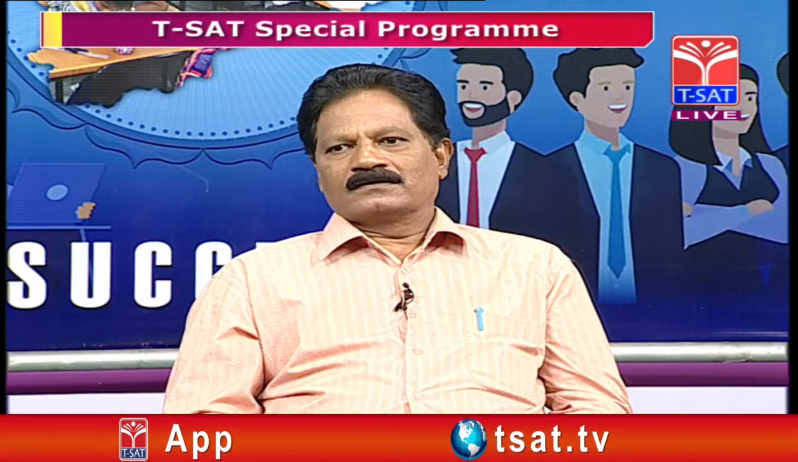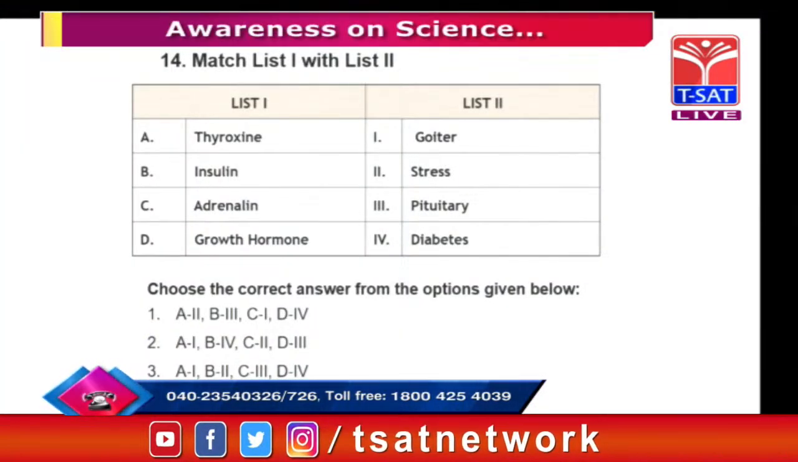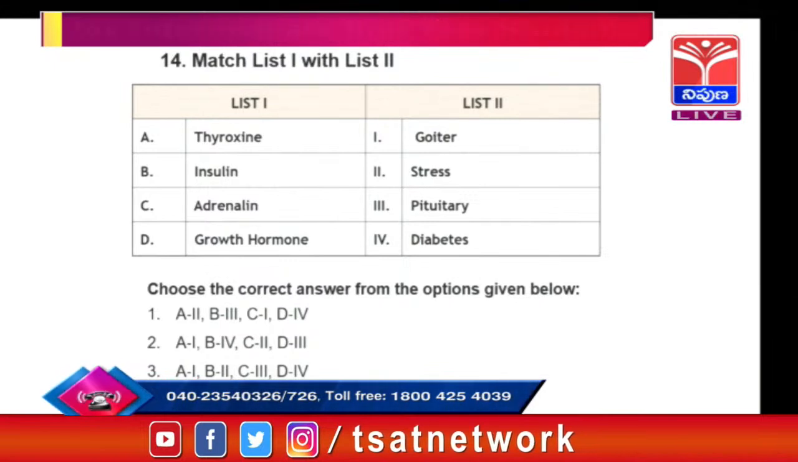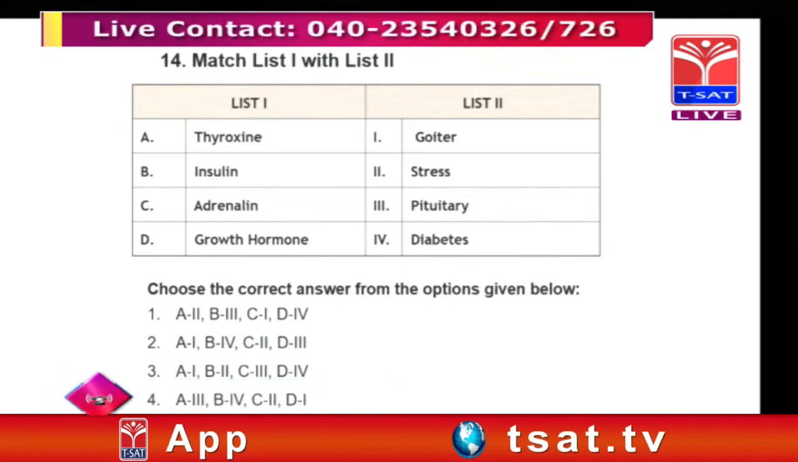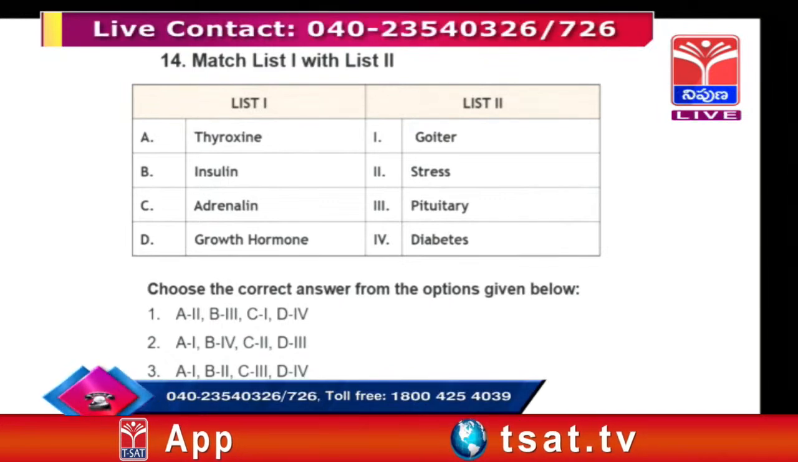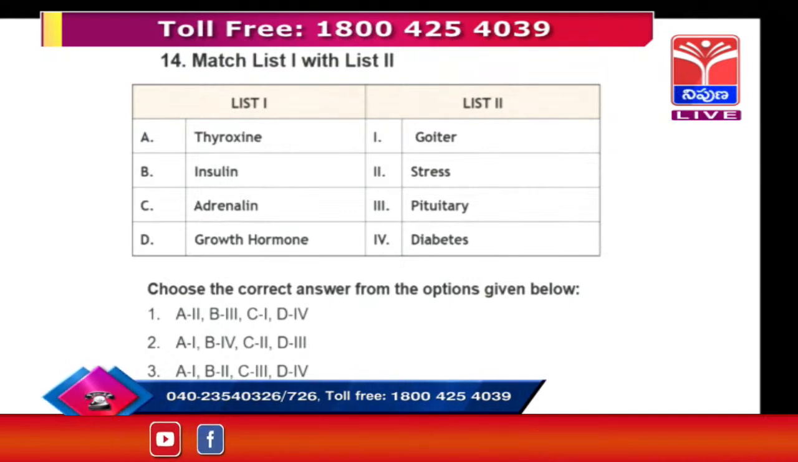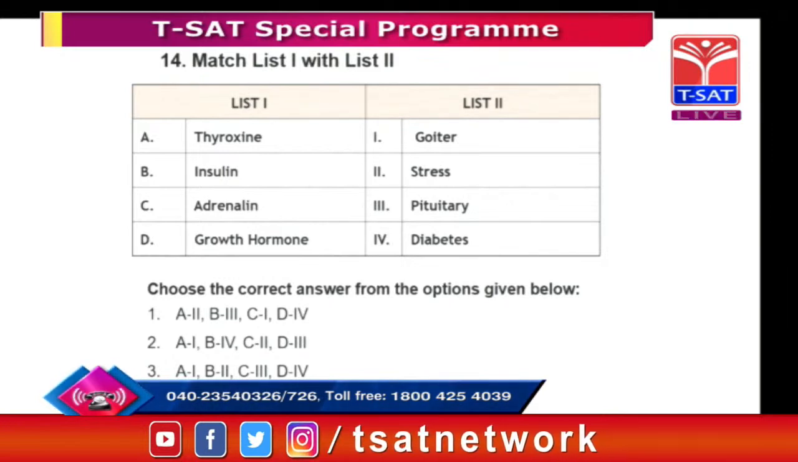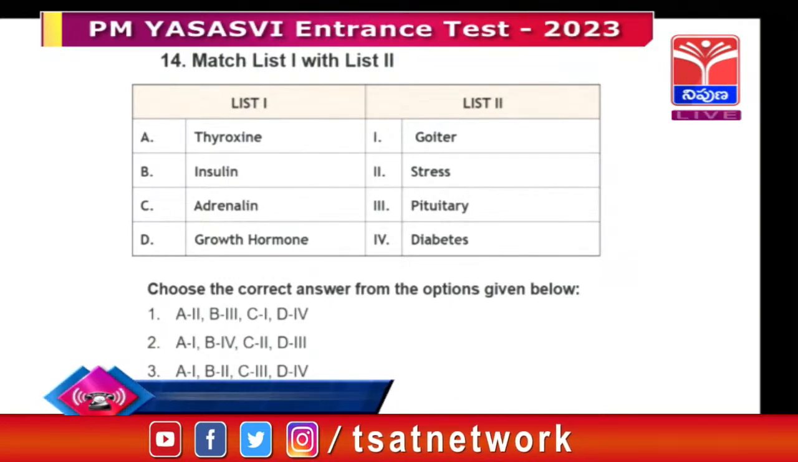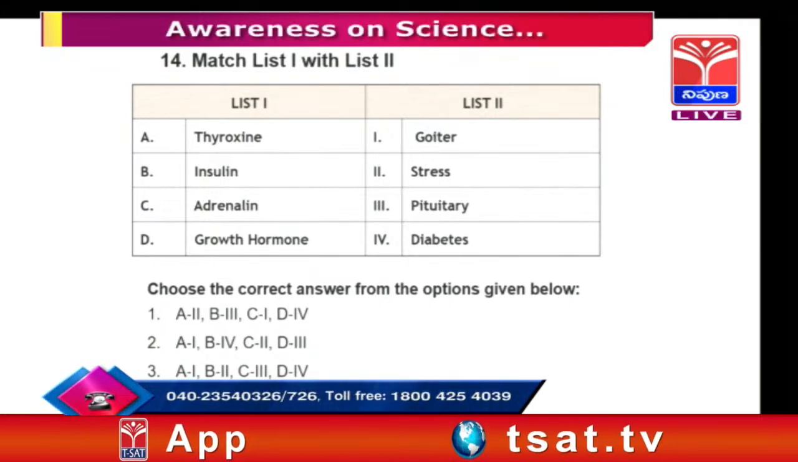Okay, so diabetes is very common. These are the symptoms. Just look at this list 2. Goiter is a symptom, stress is a symptom, diabetes is a symptom or disease. Pituitary is a gland, located in the brain. Generally it is called the master gland. It controls the remaining glands of the body. That is why it is called the master gland of the body.